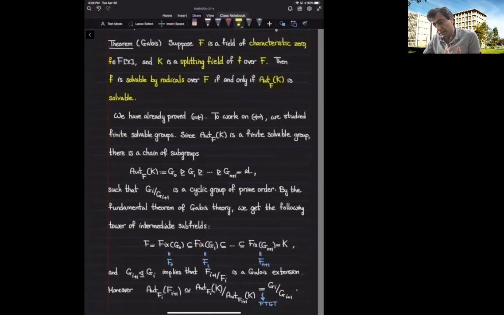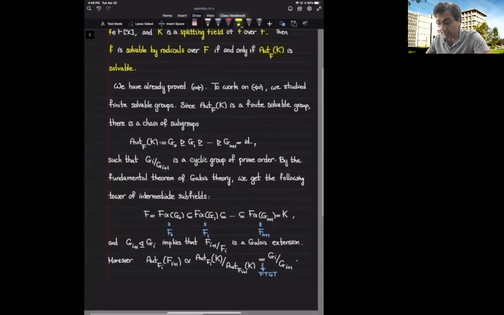In order to show the converse of this statement, meaning assuming that the group of automorphisms is a finite solvable group and deducing that the polynomial should be solvable by radicals, we needed to understand finite solvable groups a bit better, and we showed that every finite solvable group has a chain of subgroups, each one normal in the previous one, and the factor groups are cyclic groups of prime order.